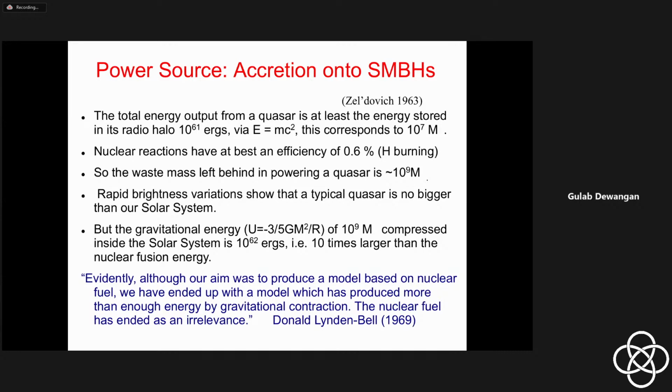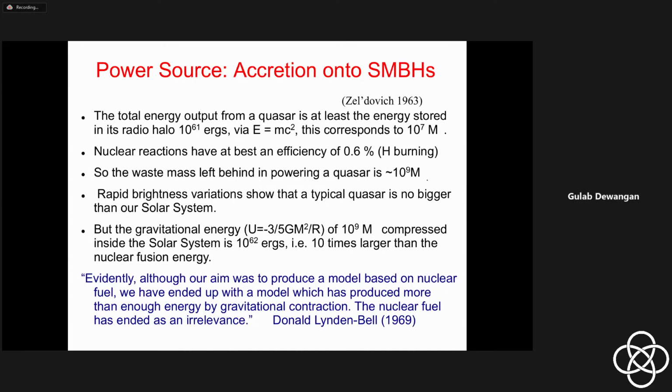And if you have such a huge mass in a compact region, then you can calculate the gravitational energy release using the formula 3/5 G M squared by R. This is the gravitational potential energy, and if you want to assemble such a configuration, this amount of energy will be released. If you calculate that, it is about 10 to the power 62 ergs, which is 10 times larger than the nuclear fusion energy.